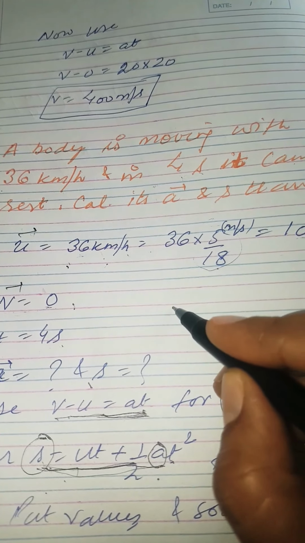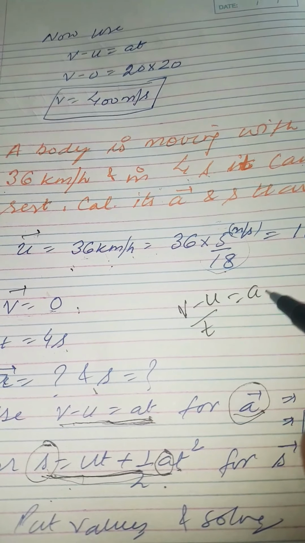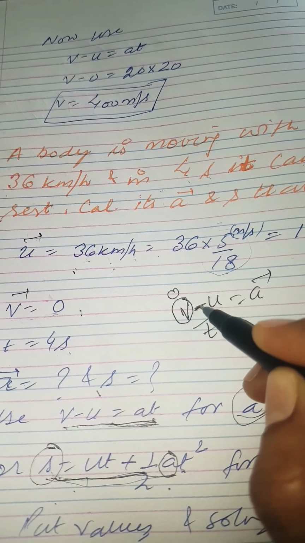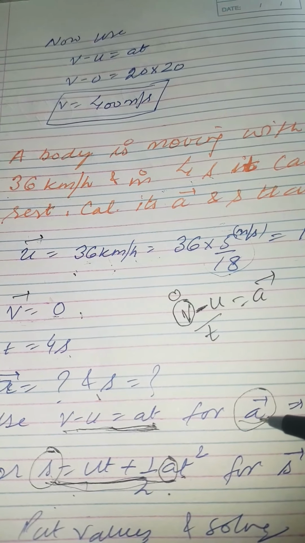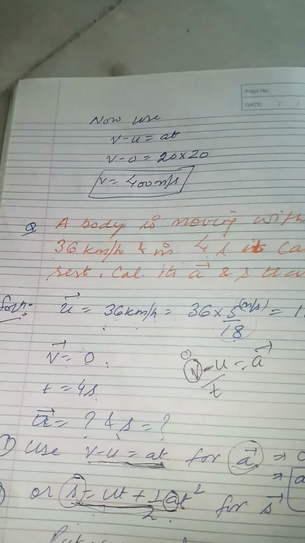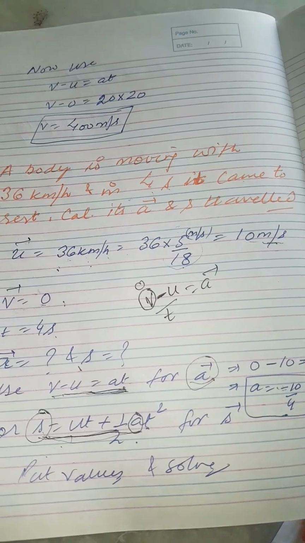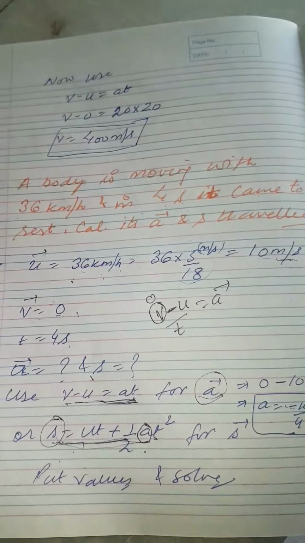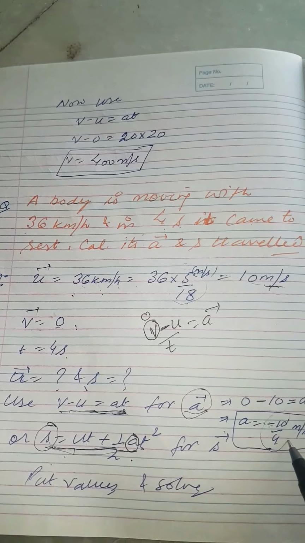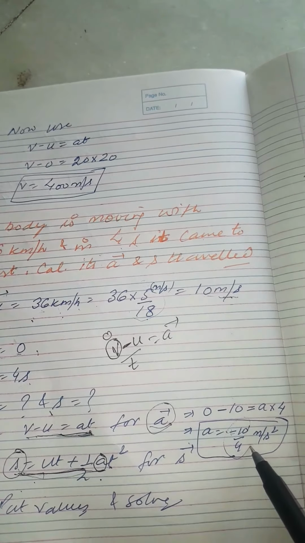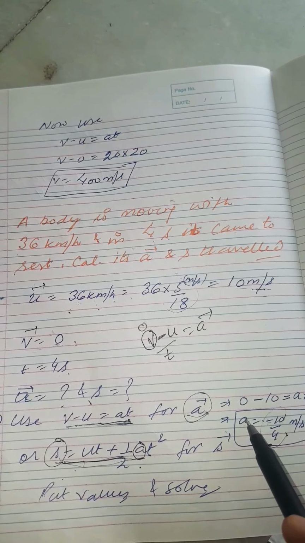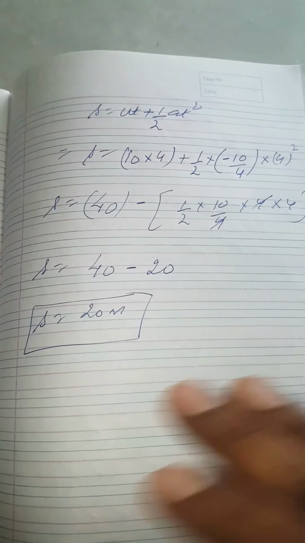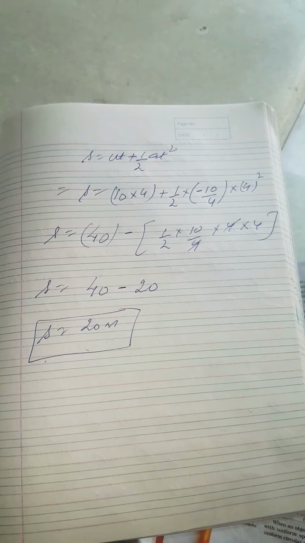In the acceleration case we did that V minus u by t equals acceleration. If this becomes zero, automatically the value of acceleration will come with a negative sign. So whenever a body applies brakes, reduces its speed or comes to rest, its acceleration becomes negative, that is, the body has decreasing acceleration or retardation. So this is how we calculated the value of acceleration, which is minus 10 by 4 meter per second square. Now put the value of a in this equation and we are going to get the value of S. So this is how I calculated S.